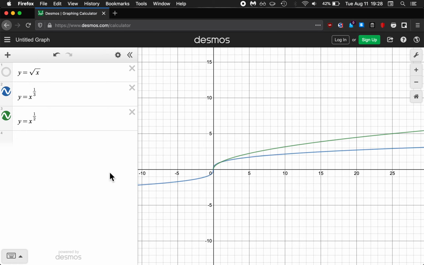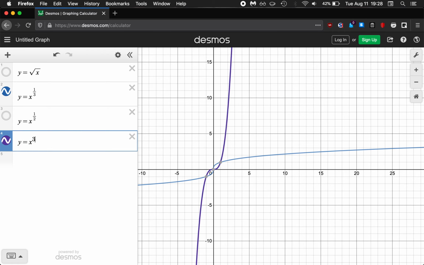So every power we can raise x to is going to have a radical function where the exponent on x is 1 divided by that number. So the cube root of x undoes the function y equals x cubed. There's our nice symmetry again.